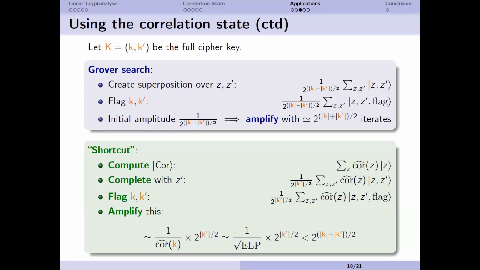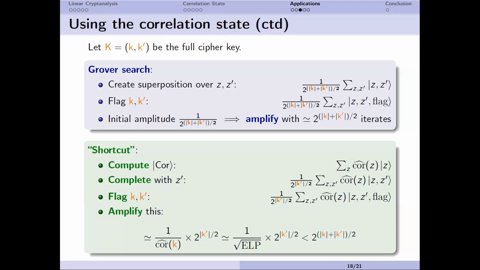So for comparison, imagine that the full key of the cipher is the subkey K plus some other part, K prime. In global search, you start from a superposition of all the possible guesses of the key, and then you flag the right one by checking it, encrypting the known plaintext and comparing with the known ciphertext. And after that, when you have something that you can amplify, you repeat this 2 to the size of K plus size of K prime over 2 times to find the flagged right key.